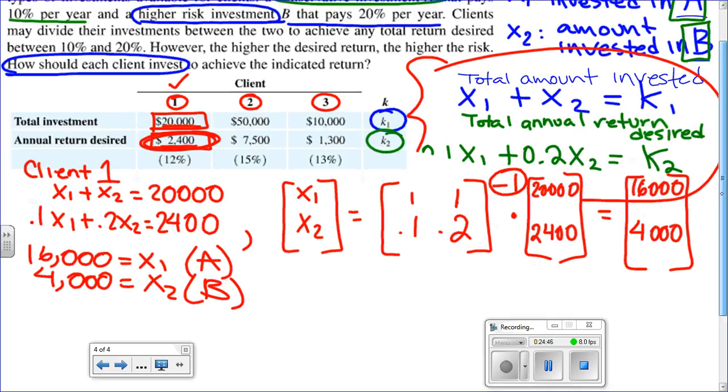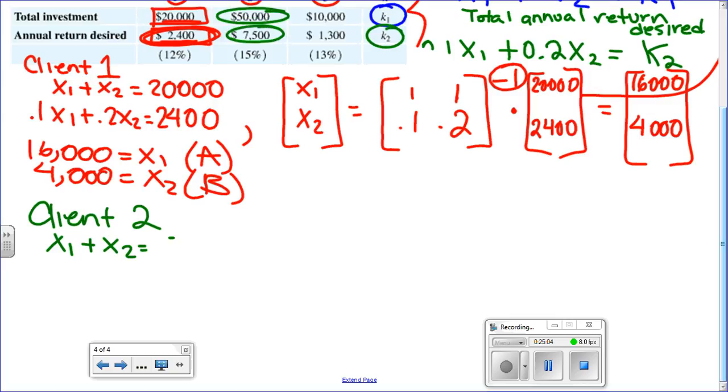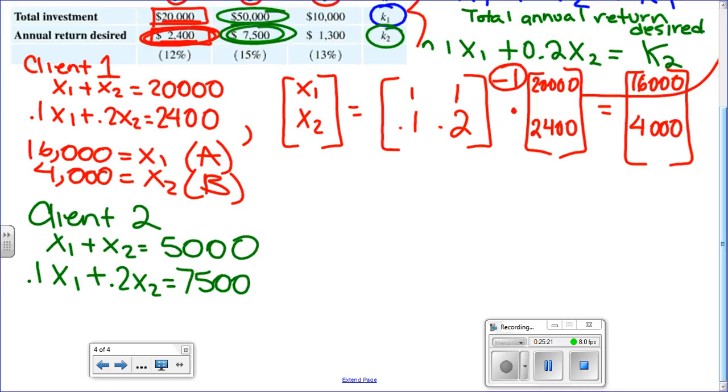So now let's see what will happen with client 2. For client 2, we're going to have the same system, but what's going to change are K1 and K2, these numbers. So this one will be equal to 50,000. That's the total amount invested. And this is the amount desired, how much client 2 wants to get back as a return, and that is 7,500.